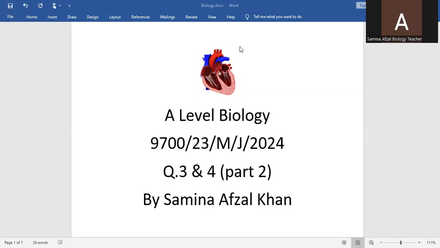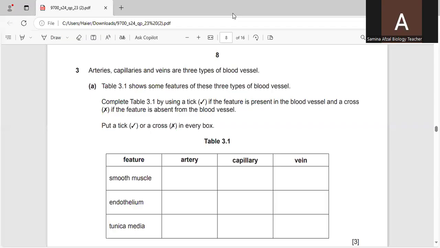And question number 3 is, arteries, capillaries, and veins are three types of blood vessels. Table 3.1 shows some features of these three types of blood vessels. Complete table 3.1 by using a tick if the feature is present in the blood vessel and a cross if the feature is absent from the blood vessel. So the smooth muscles, yes.